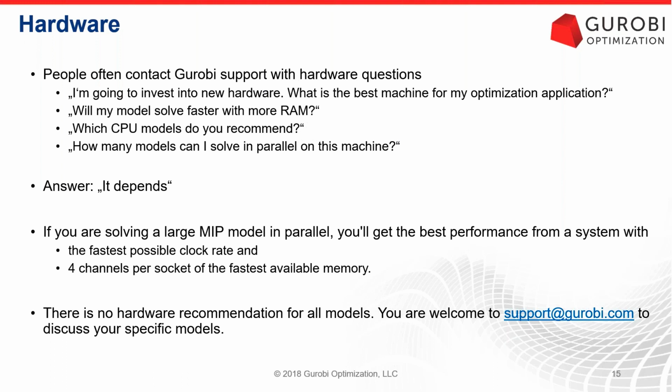I mean, we can give a general recommendation, something like, okay, you solve MIP models, they are a bit larger. So for the best performance, usually go for a CPU with the fastest possible clock rate, and to have fast memory access, put 4 channels per CPU socket of the fastest available memory in your machine. And this is usually a very good start for MIP models. But to be more specific, it's always helpful to look at the model.